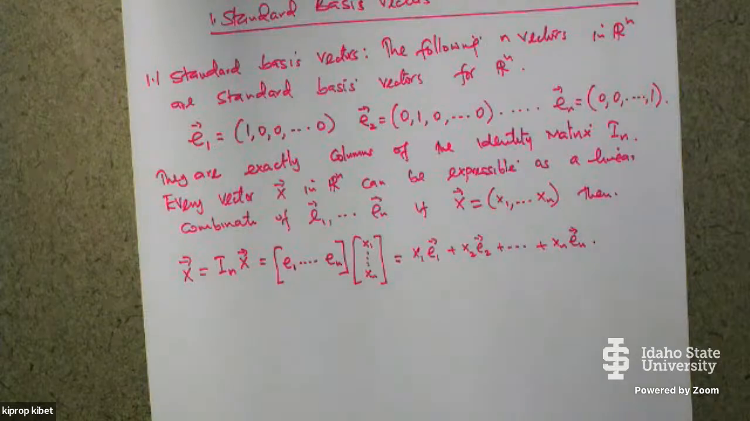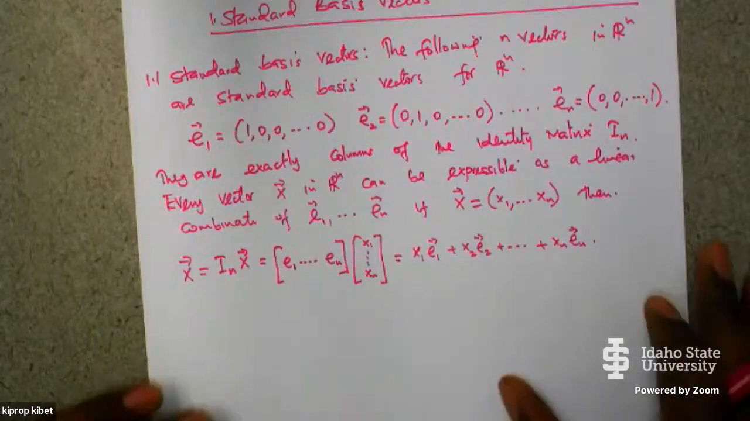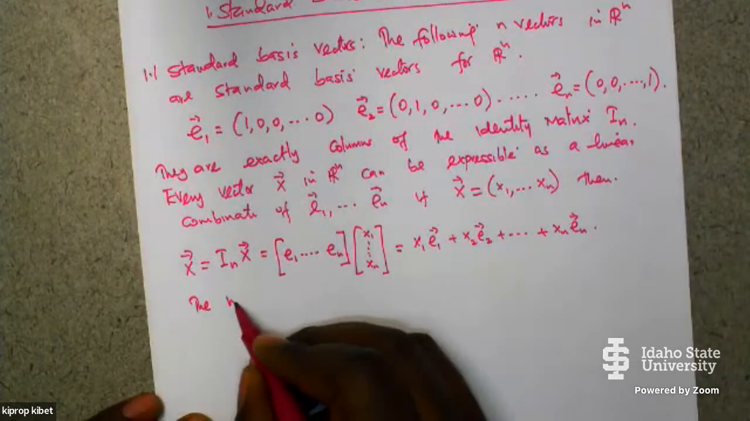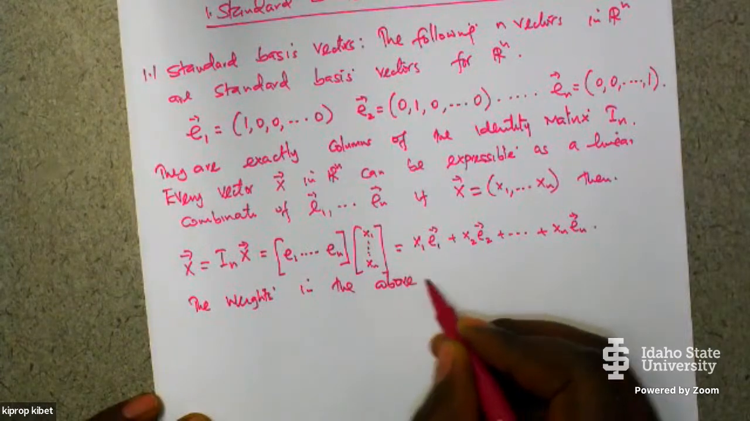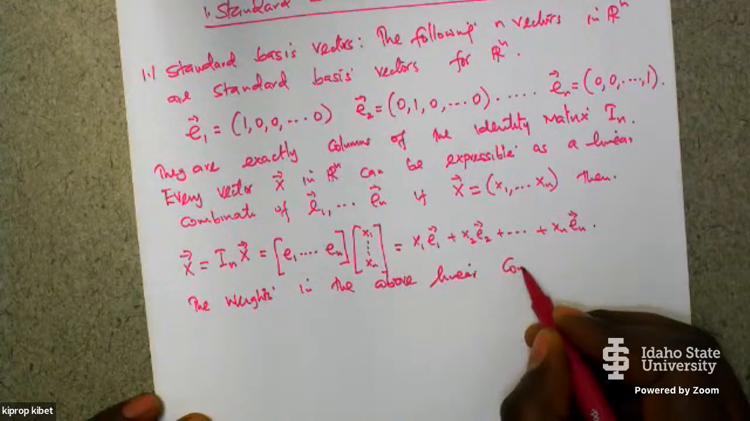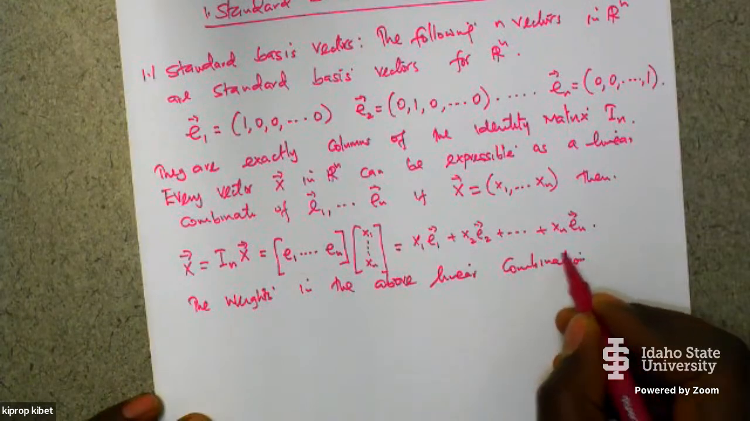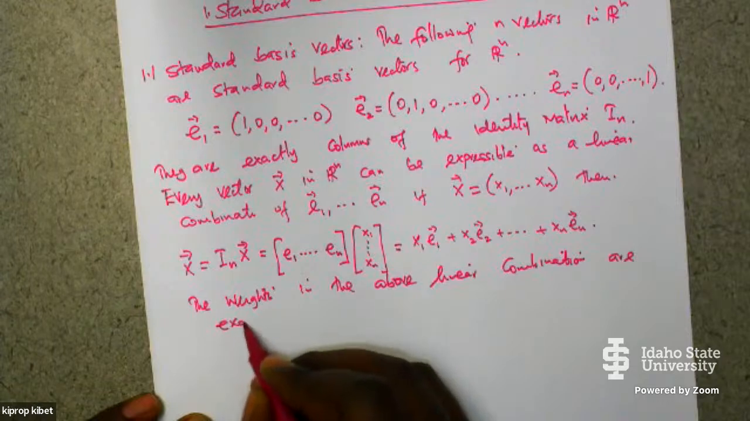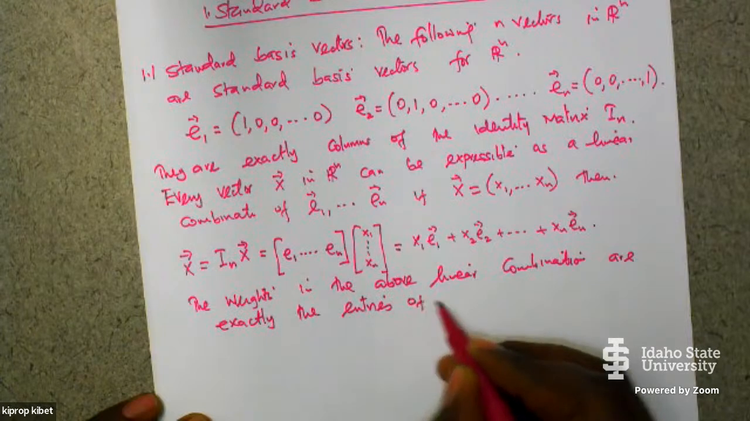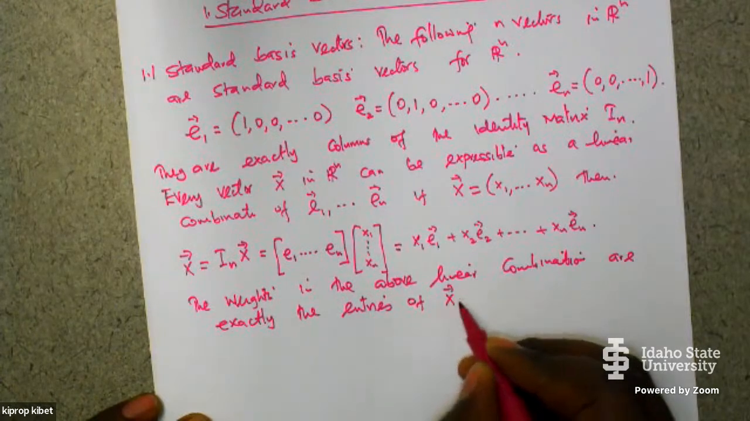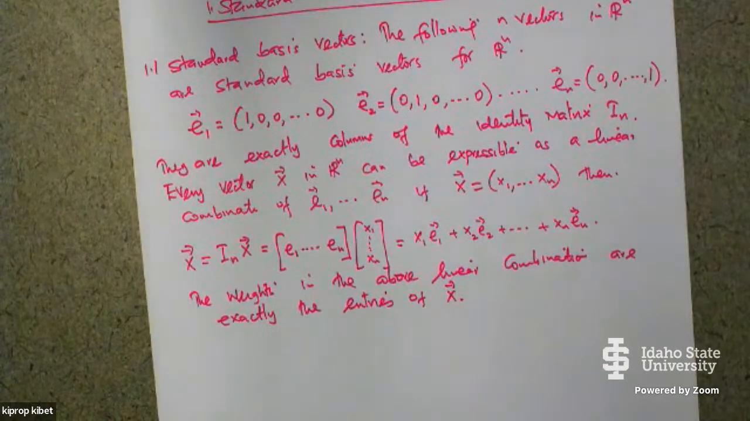And these X1, X2, up to Xn are now the weights. So the weights in the above linear combination are exactly the entries of X.